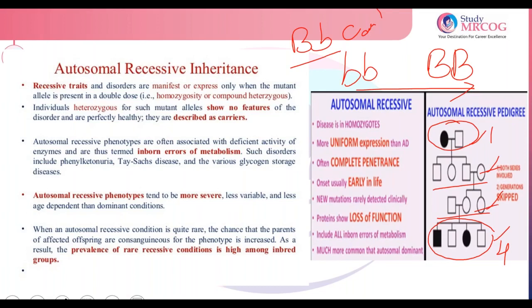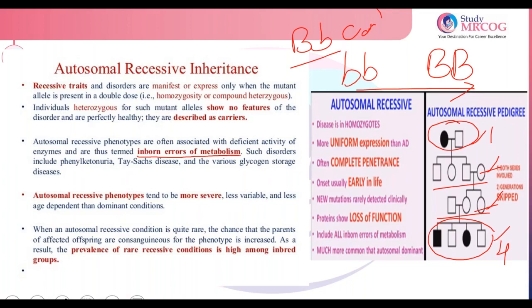And also just remember that they usually present very early in life, and they are mostly severe diseases. The majority of them are inborn errors of metabolism. Okay, so you need to be aware of that, but there is an exception which I will talk about when we get there. This is important, which you guys need to know.